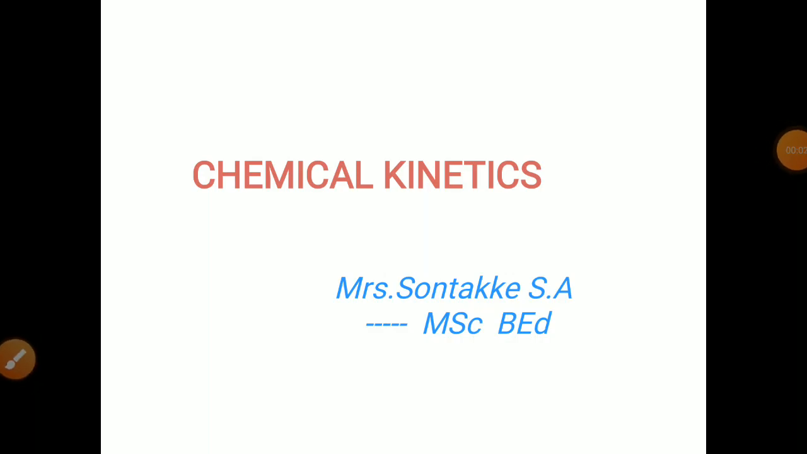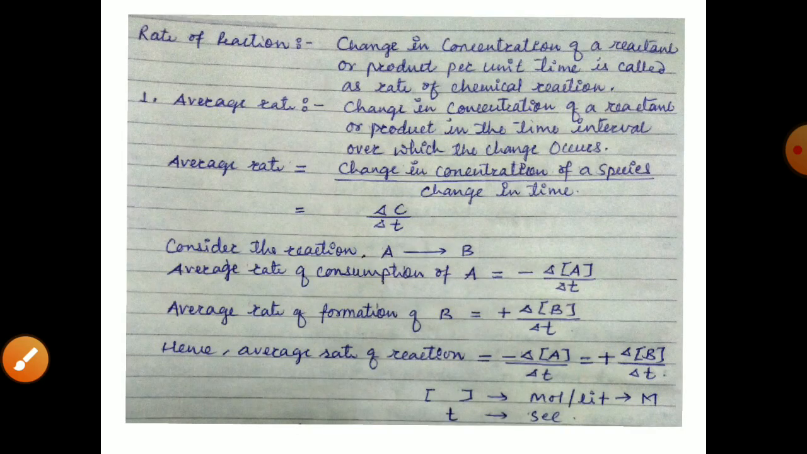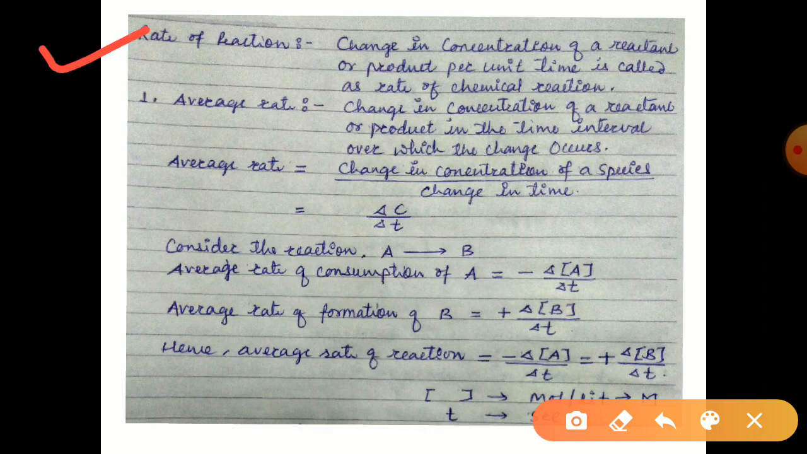Hello everyone. In the previous video we discussed the factors affecting the rate of a chemical reaction. In this video we are going to discuss how to write the rate of a chemical reaction. Rate of a reaction is defined as the change in concentration of reactant or product per unit time.